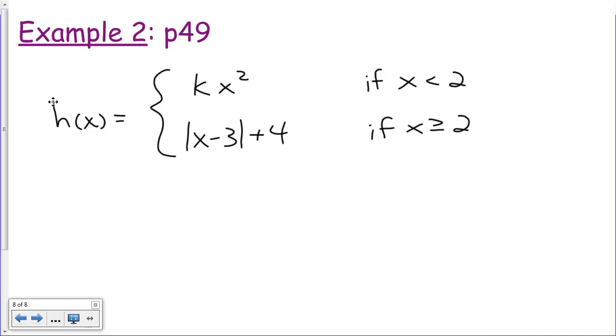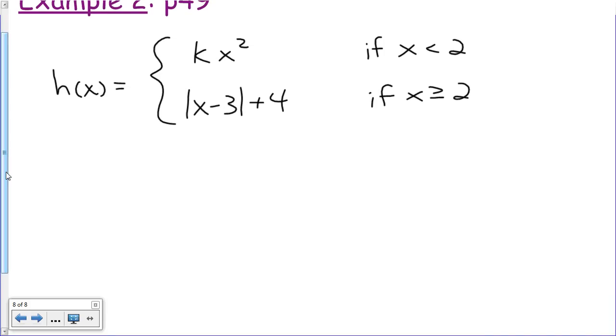Now for part A, it says to find the value of k that makes the function continuous at x equals 2. You'll notice that x equals 2 is the key value in the domain of this function where it switches from one piece to the other. So we want to do what we can to make it continuous there. I know that the first piece of this function is a quadratic function, and that's continuous everywhere. The second piece is an absolute value function, and that's continuous everywhere. So the individual pieces I know are continuous everywhere.